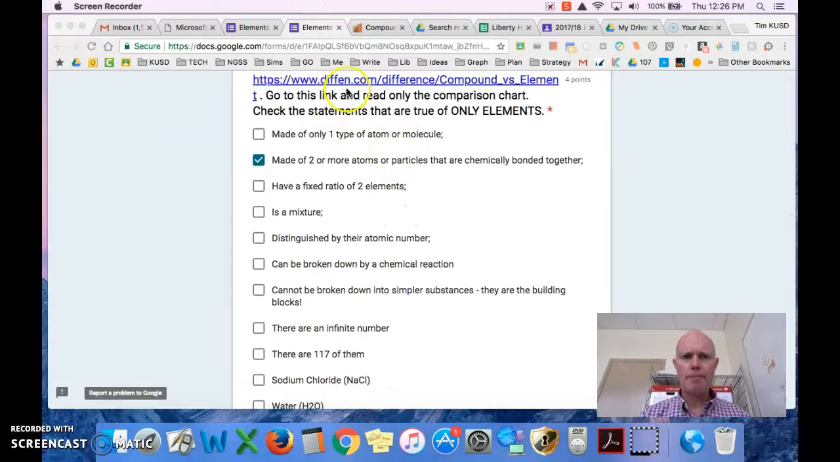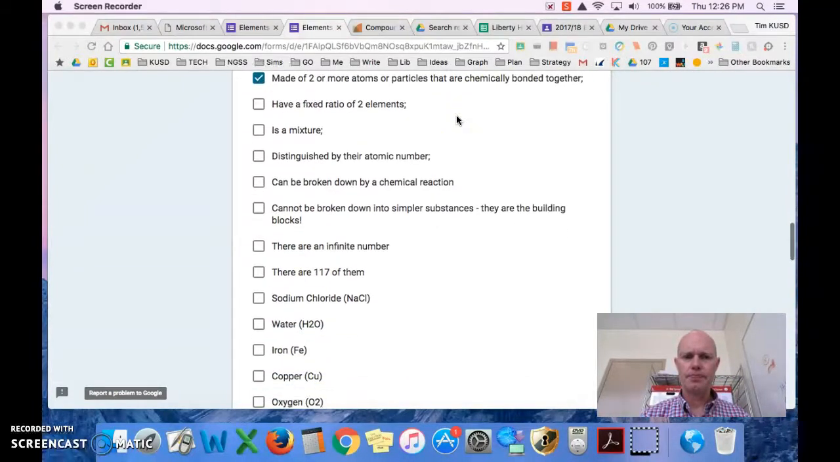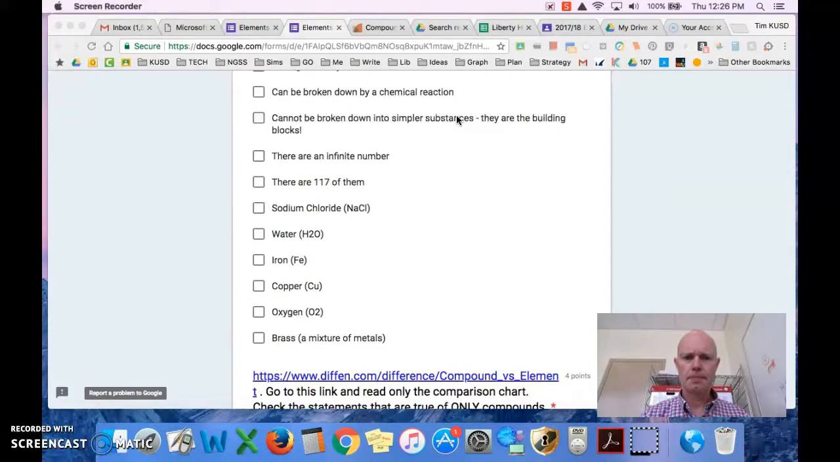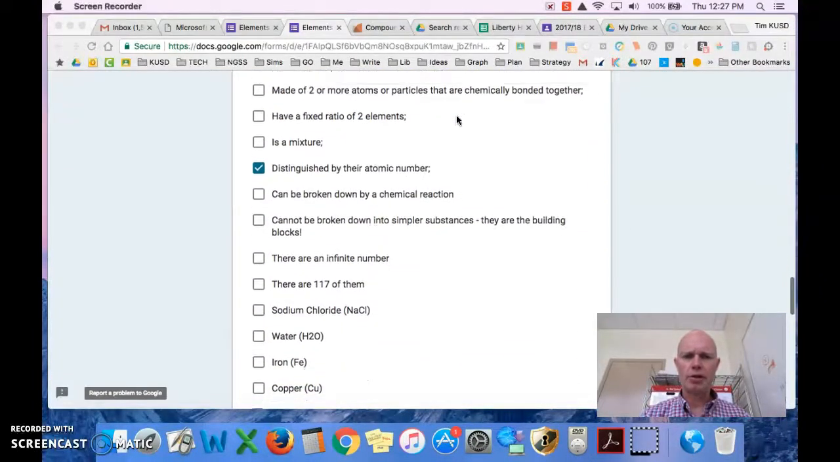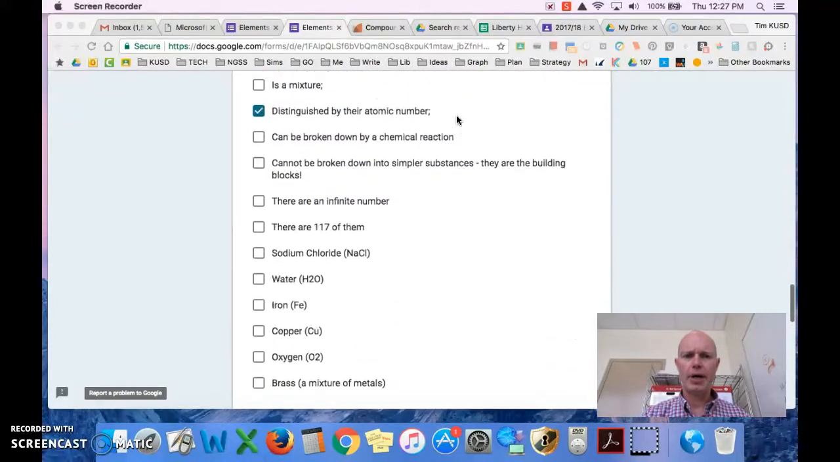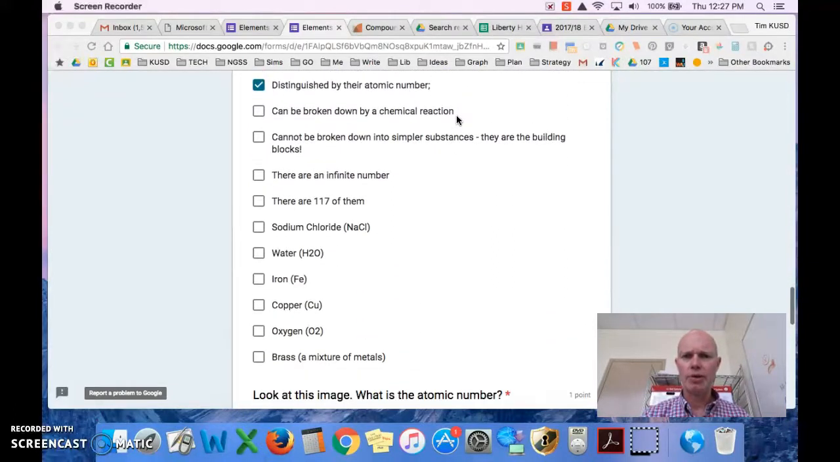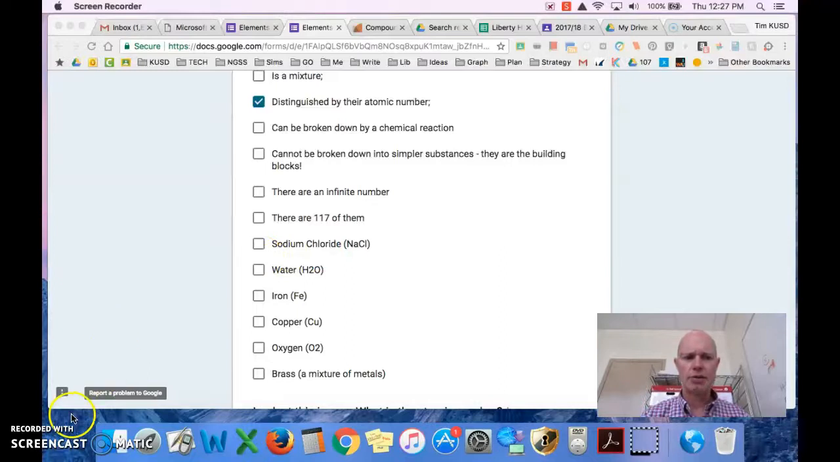That web link we were just looking at is going to help us with this question with the check boxes. Check the statements that are true of only elements. Likewise, the other check boxes are true of compounds. That reading will help you achieve stellar success. Right there. Good luck.